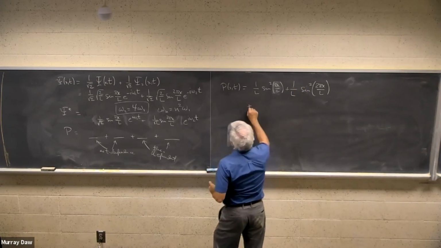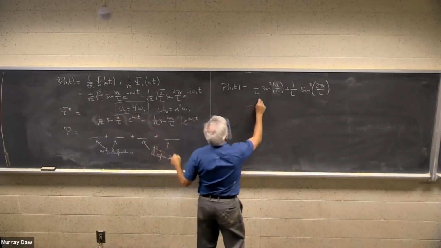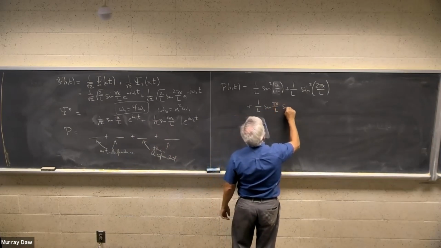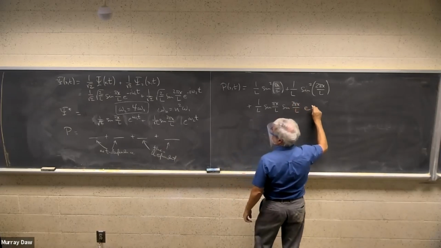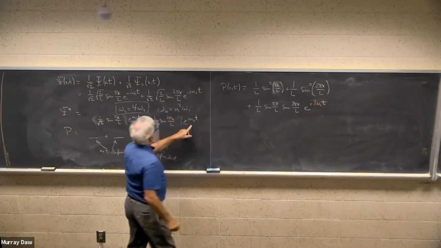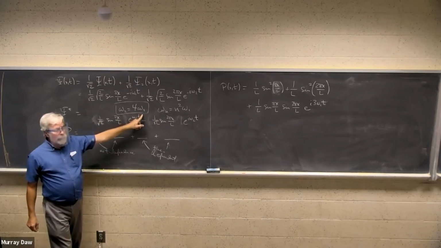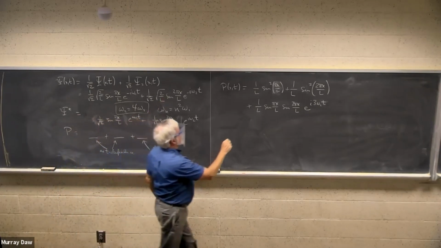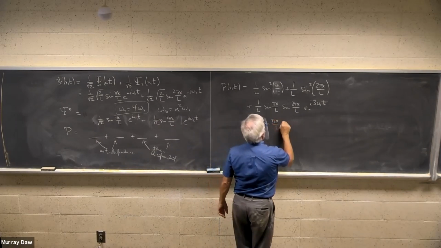Okay, now I get cross terms. This term times this term. So I get 1 over L sine pi x over L sine 2 pi x over L. And I get e to the i omega 4 minus omega 1 t. And then let's do it this way. I get exactly the same thing. The spatial part is the same.